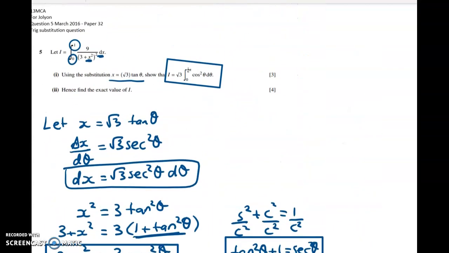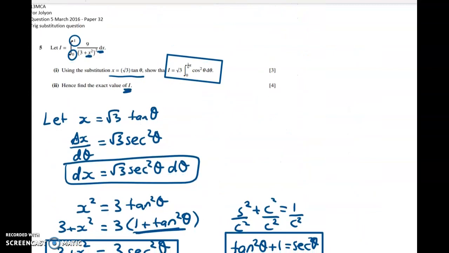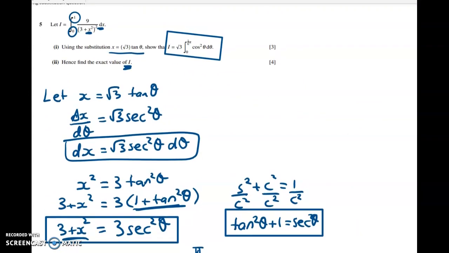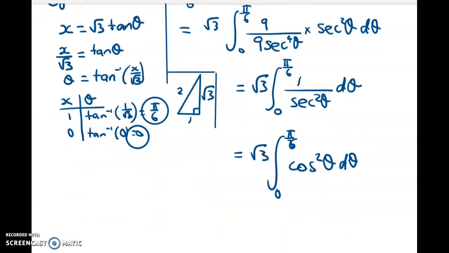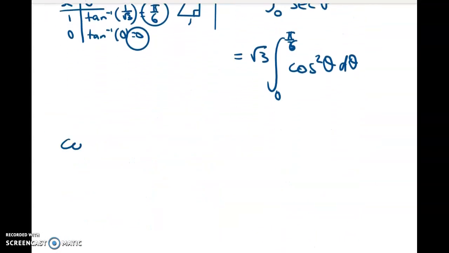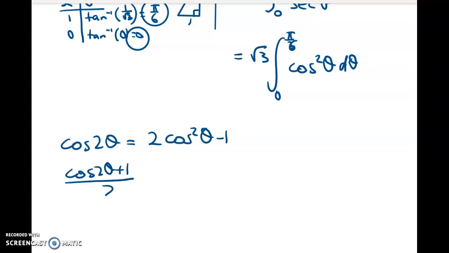Find the exact value of I. So we're down to what should feel like a really easy integral. We know that we're going to use our double angle formula, or at least that's how I did it. So we know that cos of 2 theta is equal to 2 cos squared theta minus 1, so cos of 2 theta plus 1 divided by 2 is equal to cos squared theta.